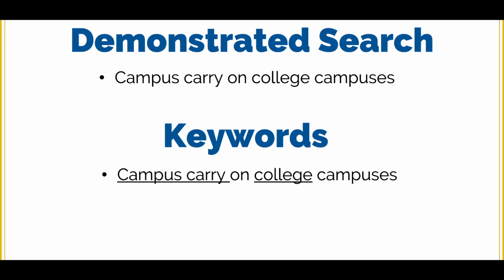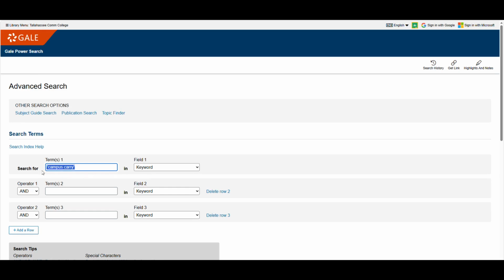To fully utilize the database, you need to identify your major keywords for your topic. Some of the major keywords in our topic are campus carry and college. Putting quotations around campus carry will make our search a phrase. That way, the words are not separated in the search and are sandwiched together.